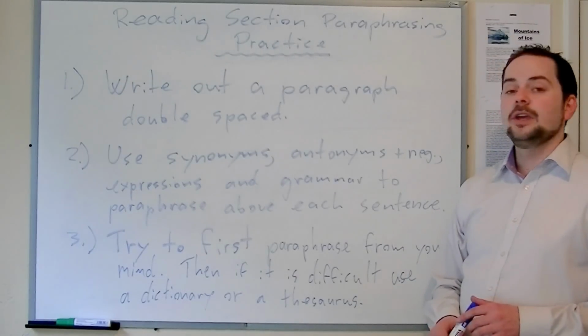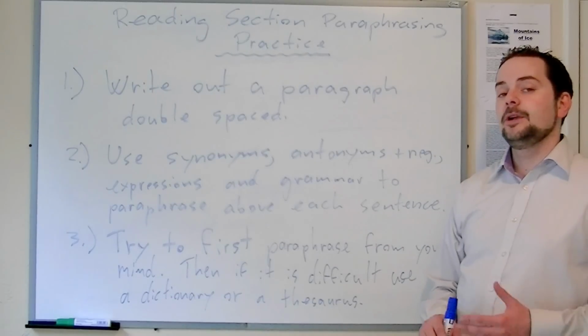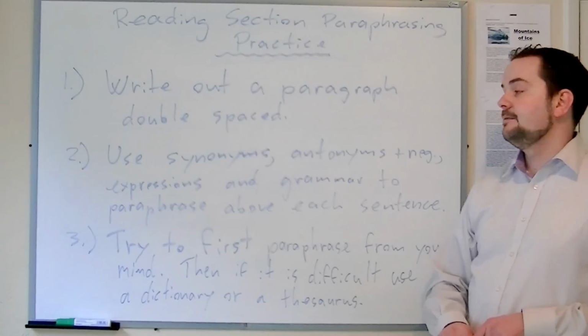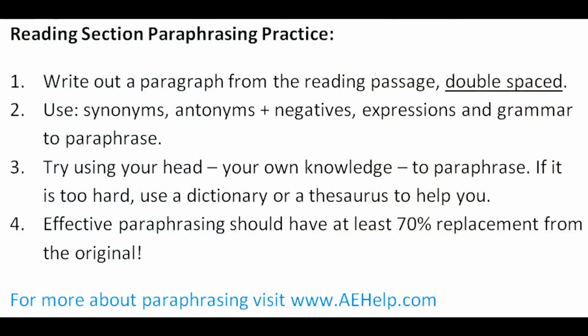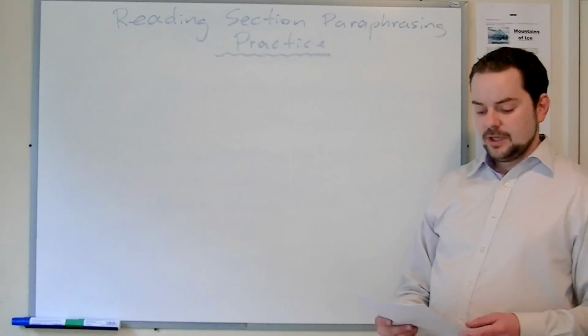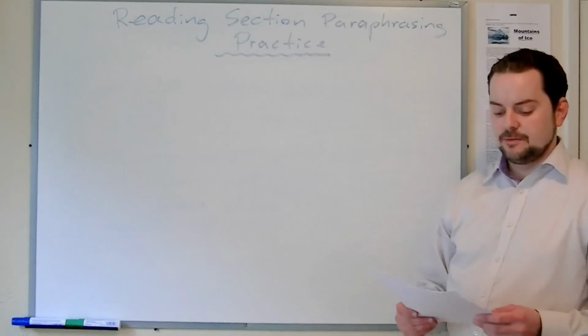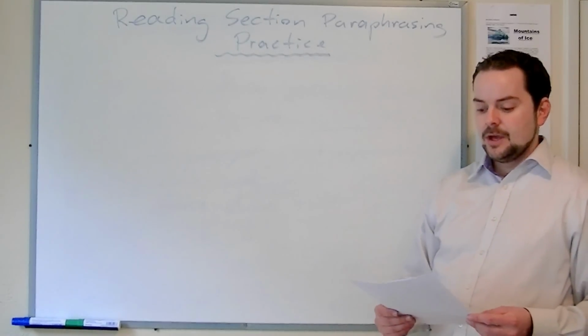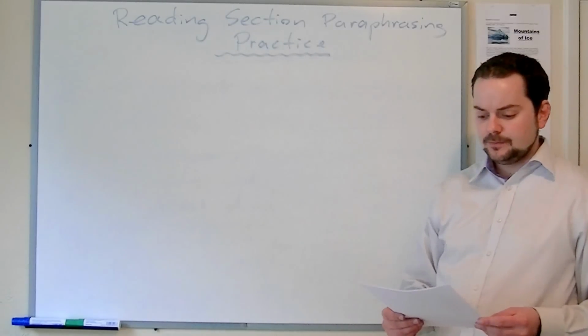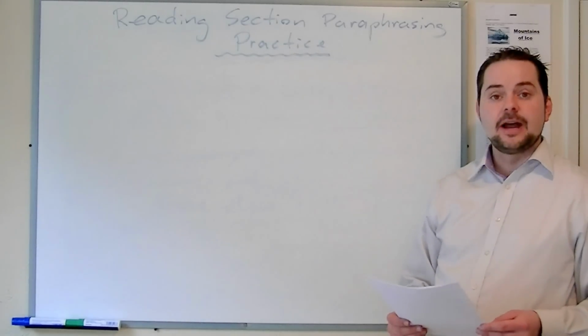So let's have a look at the paragraph. We're going to look at paragraph 3 from Mountains of Ice, and then we're going to paraphrase this paragraph. Alright, so again, we're looking at Mountains of Ice. We're looking at paragraph 3, and again, this is taken from www.aehelp.com. Look at some of the previous lessons to read the entire passage. Okay, so let's look at paragraph 3.